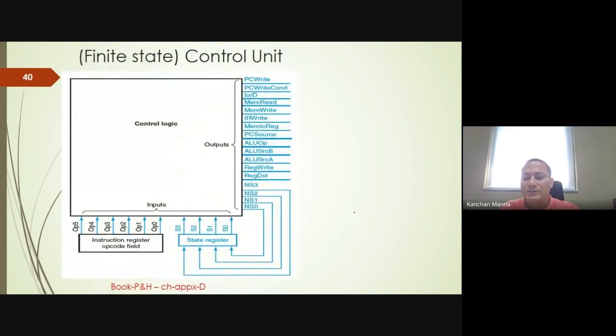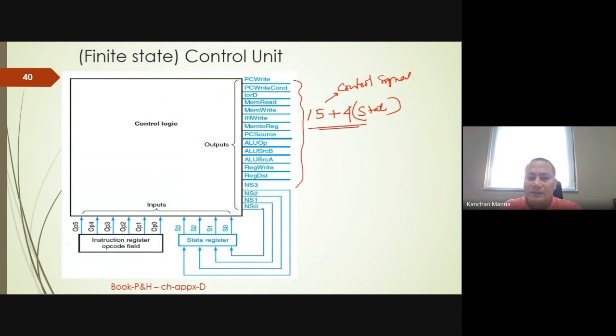Now we'll see the controller. Let's say this is the controller, and here we have 15 control signals, and then we have 4 bits for the state. This is the state, and these are the control signals like multiplexer select lines, memory read, and so on. So in total we have 19 signals, and these are the outputs.